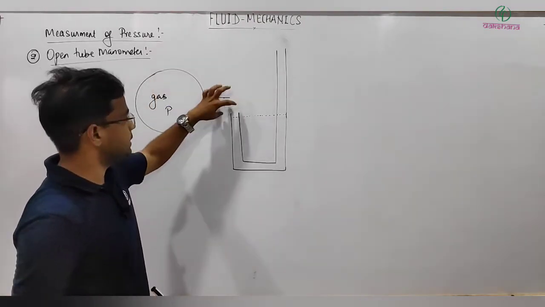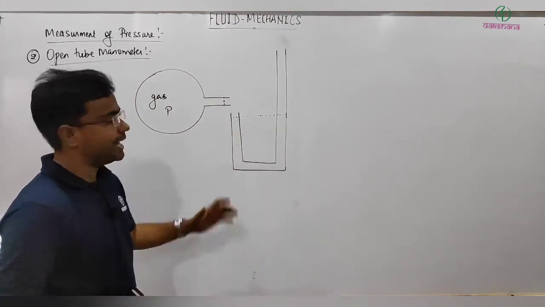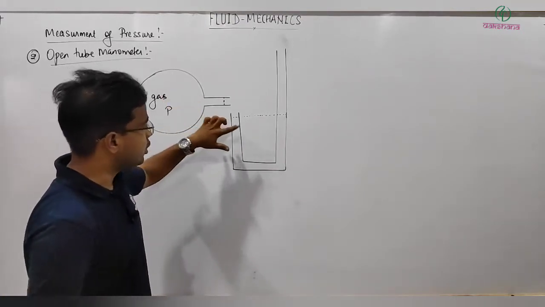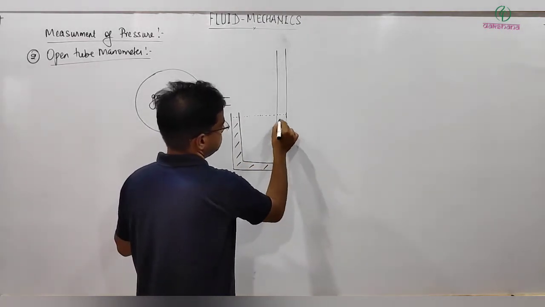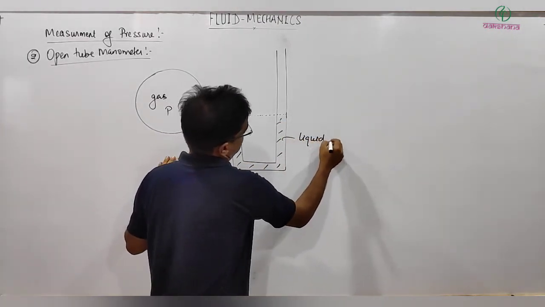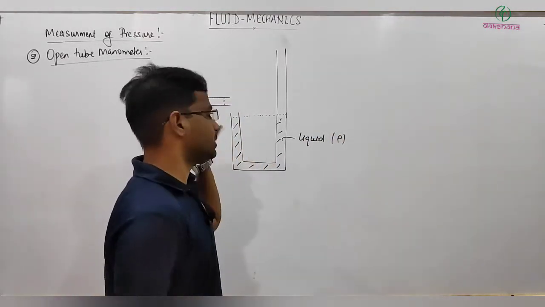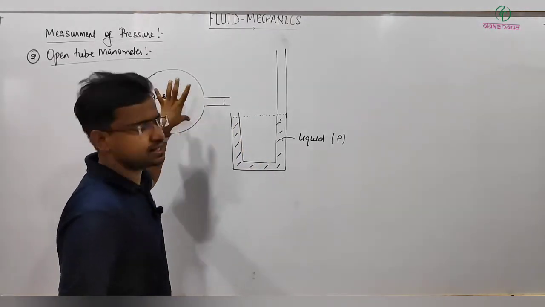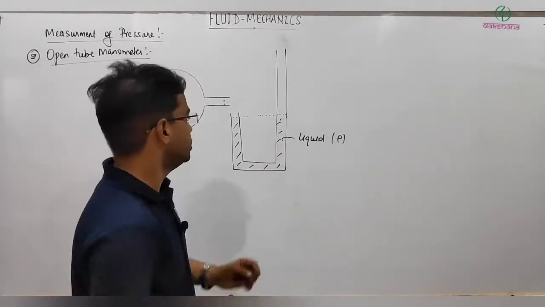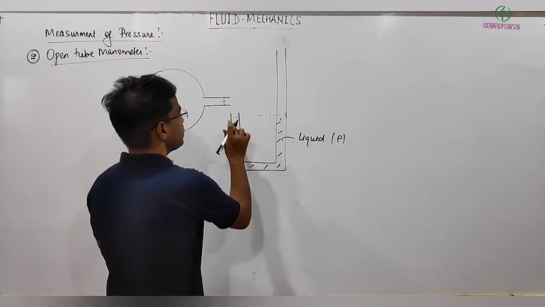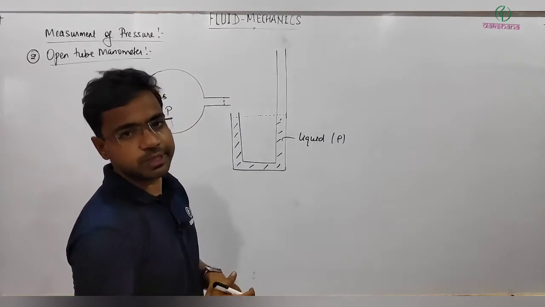This container is connected to one of the open ends of this tube, and then what happens? Normally this tube is filled with some liquid of density rho. Here also we mostly use mercury, but it's not a problem. Depending on the pressure, you can use a different liquid also. It's not compulsory, but normally we use mercury here also. So this is one tube. When both ends are open, with pressure P atmospheric, the level of liquid in both arms will be exactly equal.